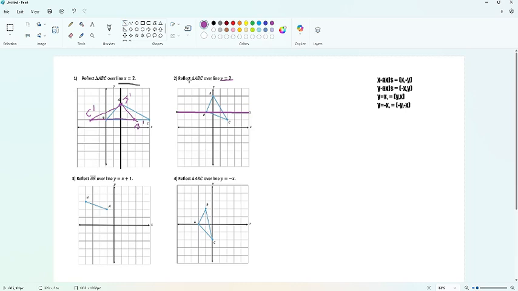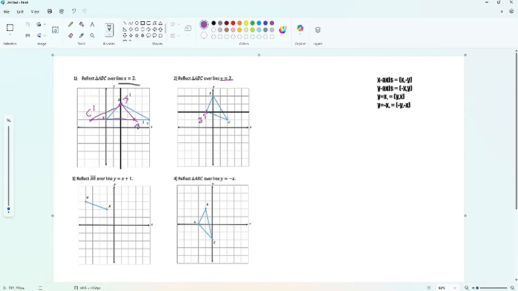Okay, I think B is on the line. Yeah, B is on the line. So B would be straight here. It doesn't change if it's on the line. Right, B prime.